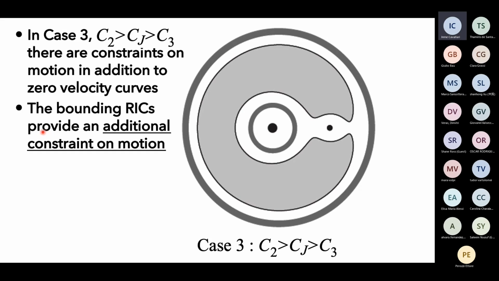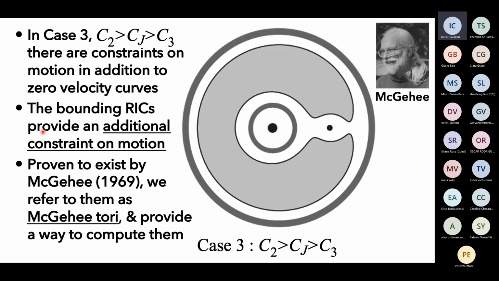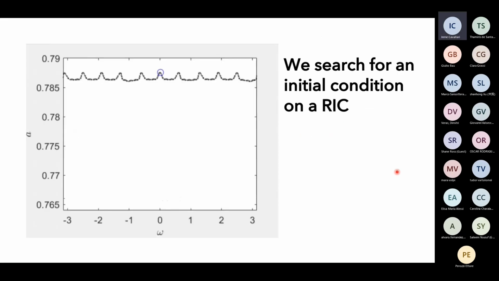And this isn't new. This was proven to exist by Richard McGehee in his 1969 PhD thesis, and we'll refer to them as McGehee tori. He proved they exist, but didn't actually calculate them. So we have a way to compute them. I'm just showing projections of tori in the energy surface onto the position space. So we've got some additional constraints on how far the particle can go, both in the exterior and in this interior realm.